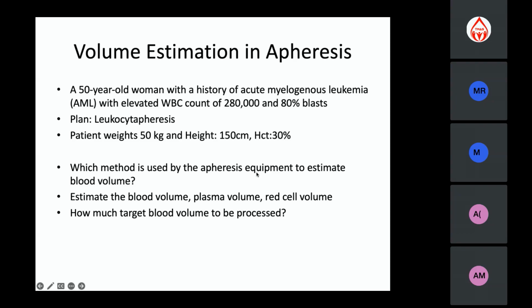Which method is used by apheresis equipment to estimate the blood volume? We all know there are various methods for estimating the blood volume, and we need to choose which method the apheresis equipment adopts. The next question is to estimate the blood volume, plasma volume and red cell volume in this patient, and what will be the target blood volume to be processed for performing a leukocytapheresis in this patient.